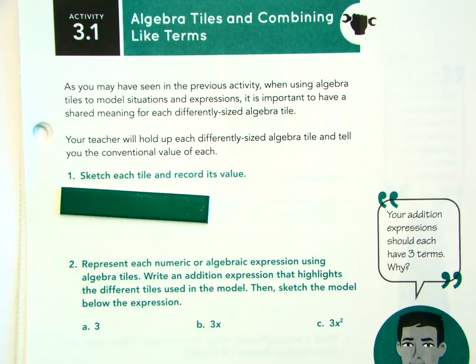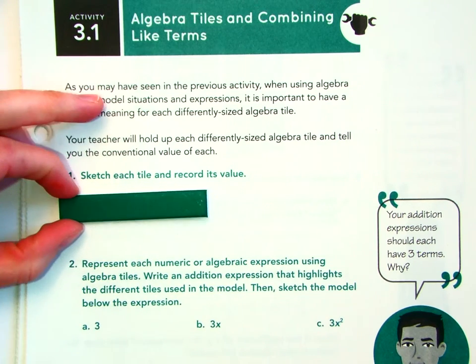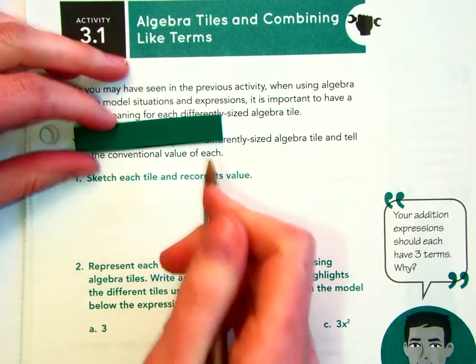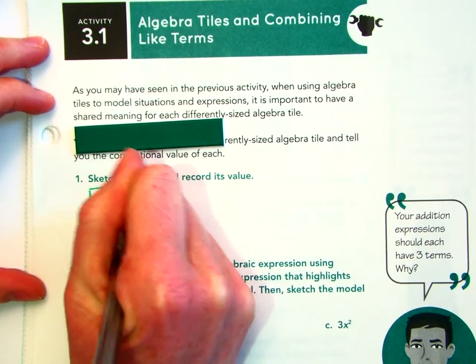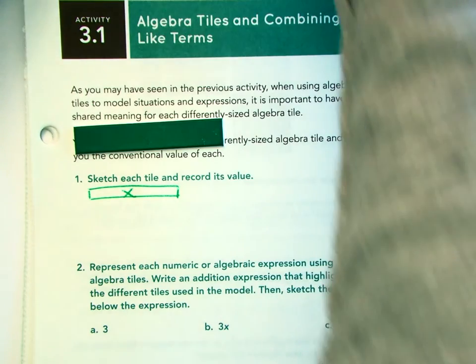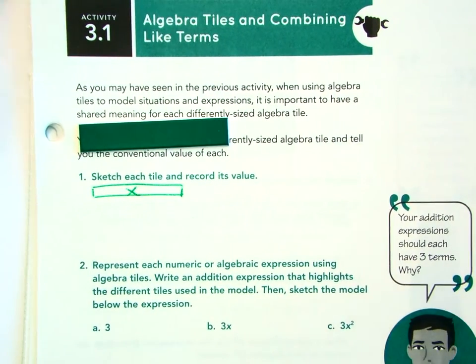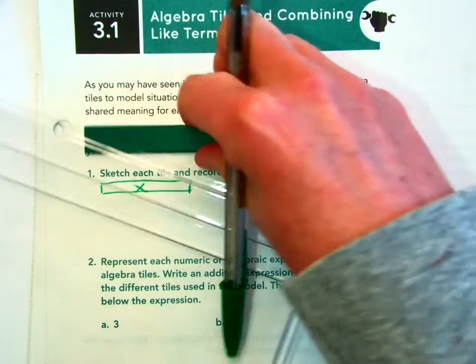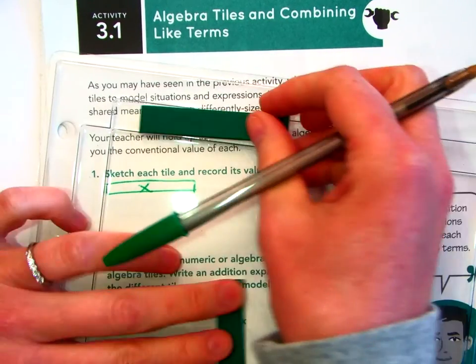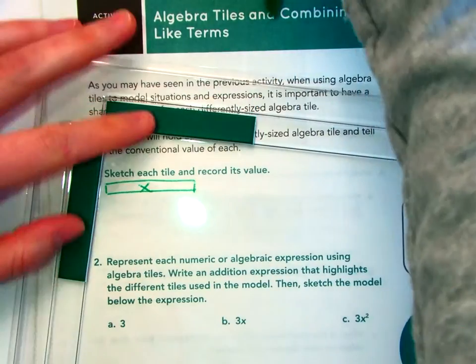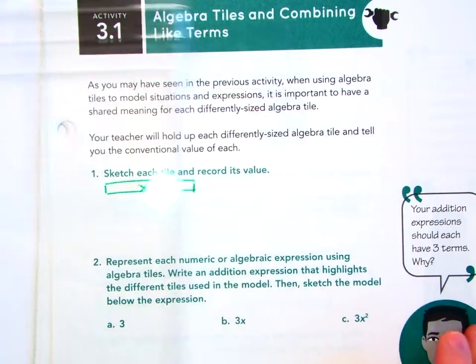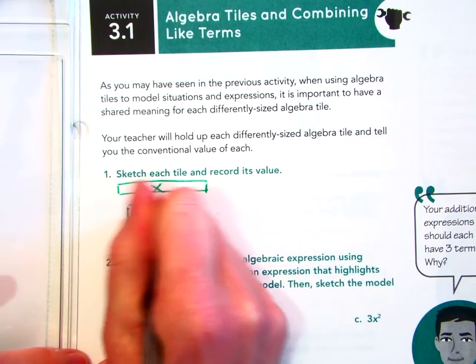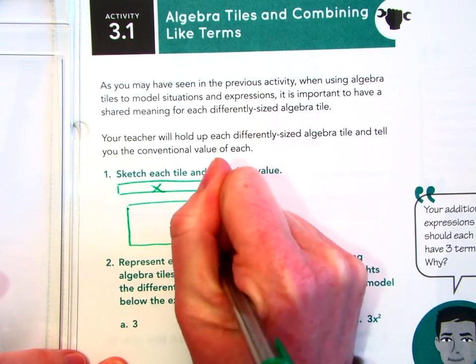All right, we did this before, so I'm going to go through this quickly. But if you don't have the sketches, now is the time to take care of that. This is an x tile, like the variable x. If we were to do x times x, like on an area model, that produces this tile, x squared. This is not drawn to scale.